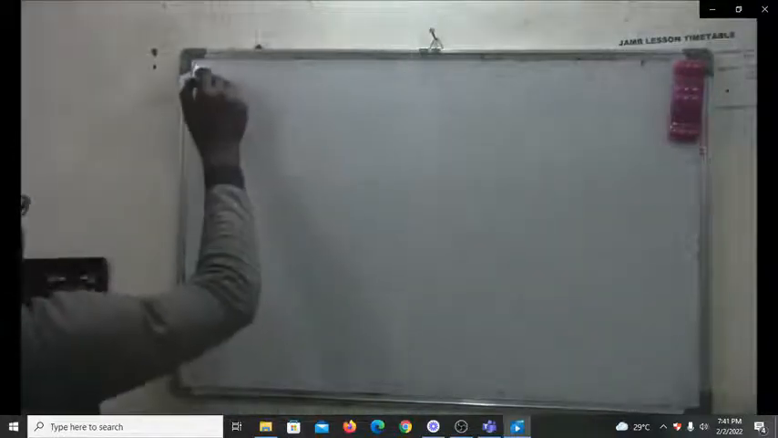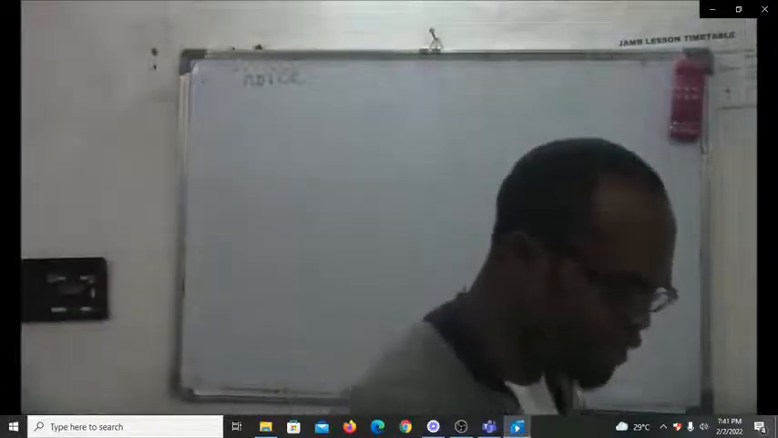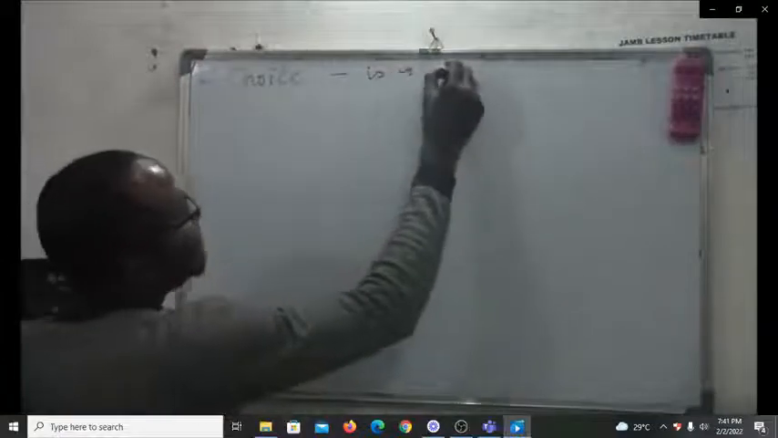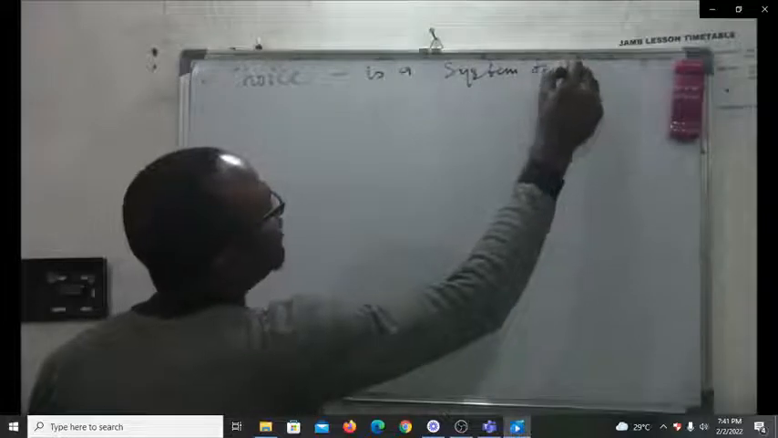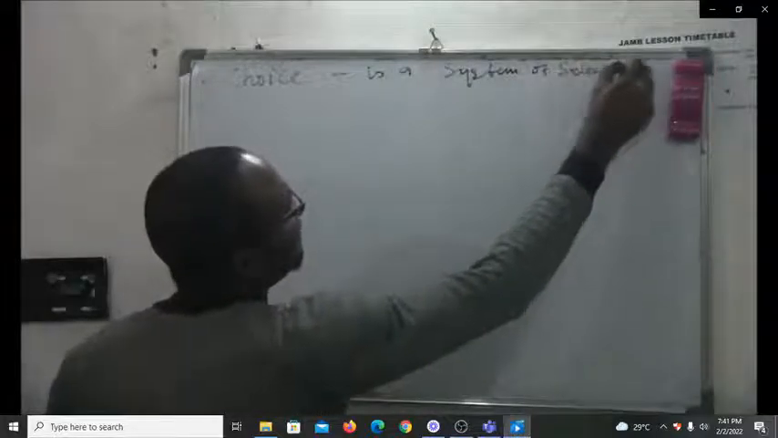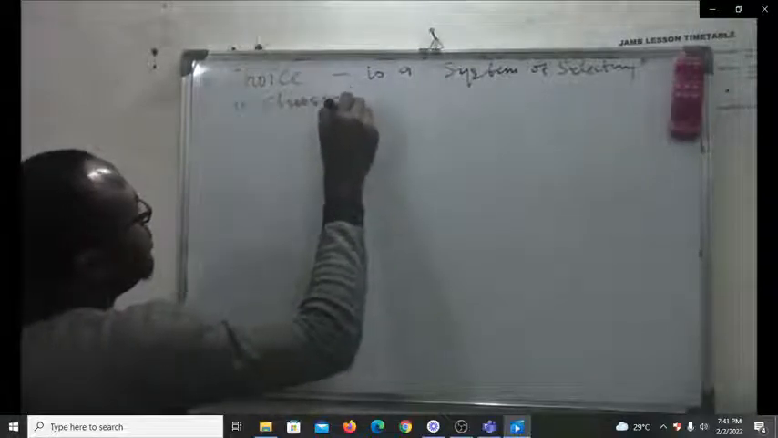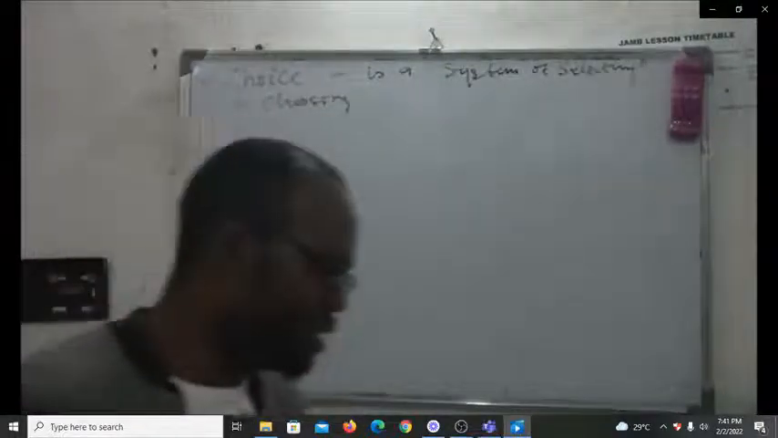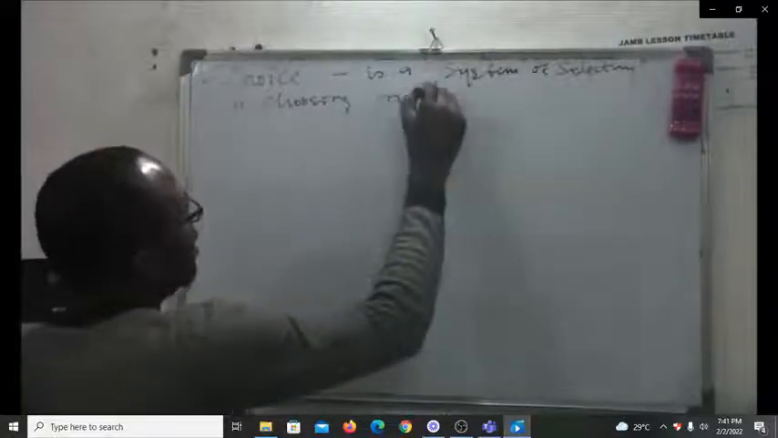Then the third concept is what we call choice. What do you understand by choice? Good. Choice is a system of selecting or choosing one out of a number of alternatives.